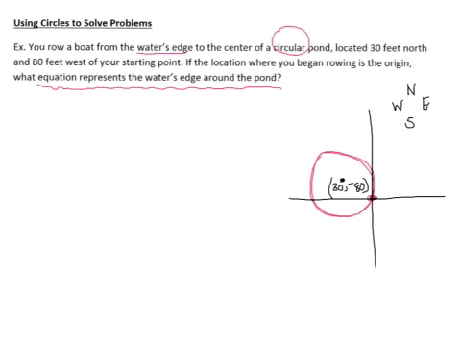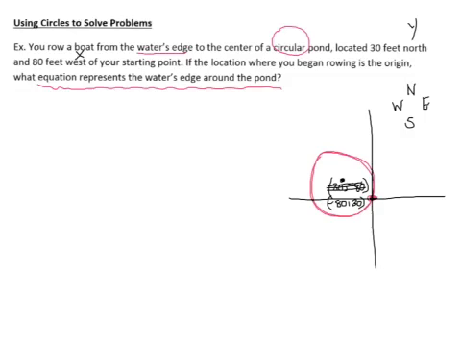And oh, actually I wrote this wrong. Our point, let's see if I can erase this. No. Okay, so we're just going to cross this out. Our point's actually the other way around, because if we go 30 feet north, north is going to represent our y coordinate, because it's up and down, and west is going to represent our x coordinate since it's left and right. So it's actually negative 80, comma 30.